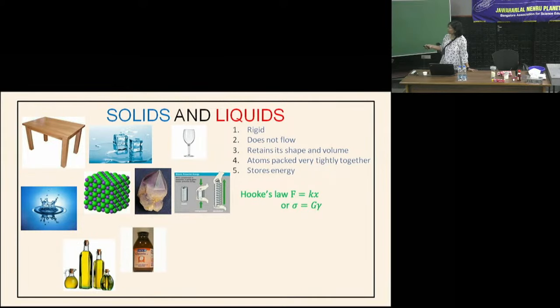Now, these are some pictures of liquids. So you have water, you have glycerol here, and you have olive oil. Okay, so these are liquids, and they are very opposite to solids.